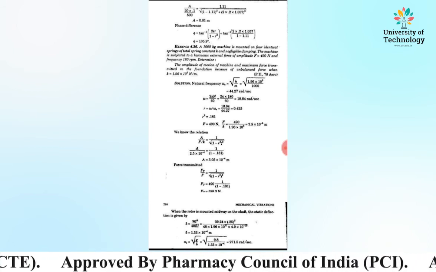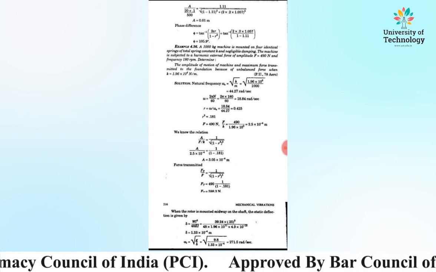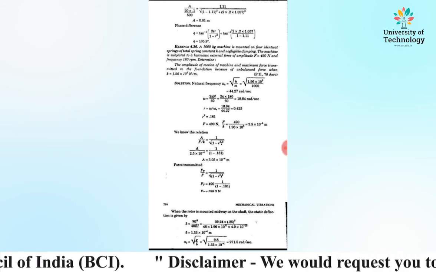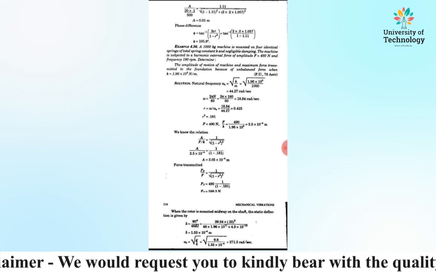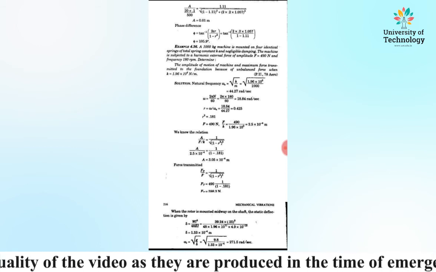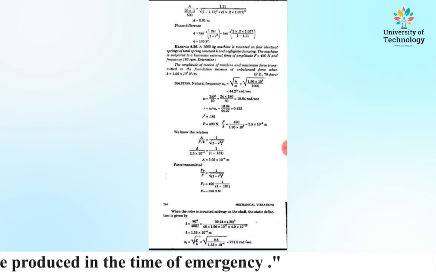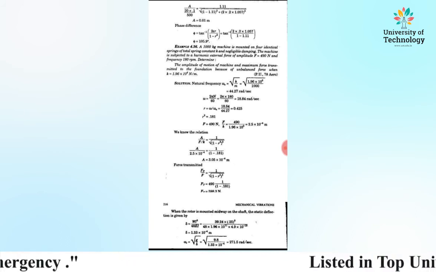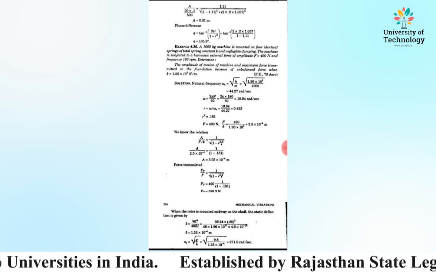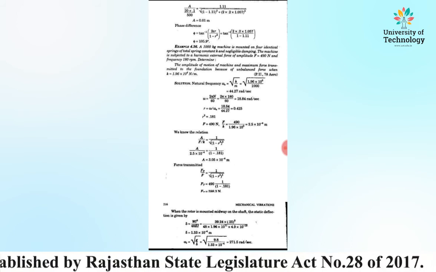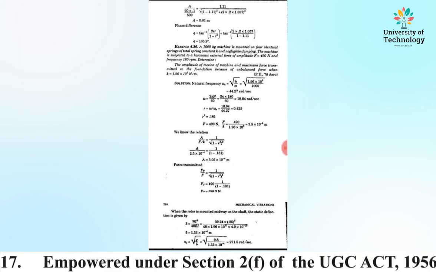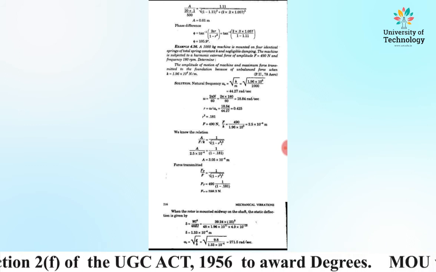Now we have to find the force. The force is given in the question, that is 490 Newton, and we know that F by k is the deflection by the spring formula F is equal to kx. Then deflection is equal to 2.5 × 10^-4 meter.